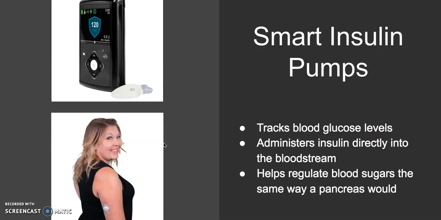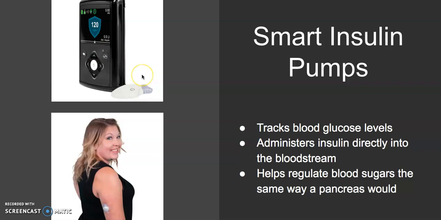Smart insulin pumps are a much more efficient and much more easily monitored way to administer insulin. So they respond to spikes in blood sugar and track the blood glucose all the time. And so you'd have a monitor like this somewhere on the body, and you have an insulin pump, and the monitor and the insulin pump are communicating with each other.